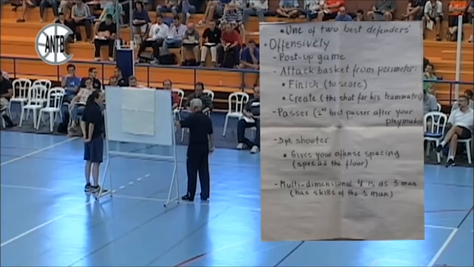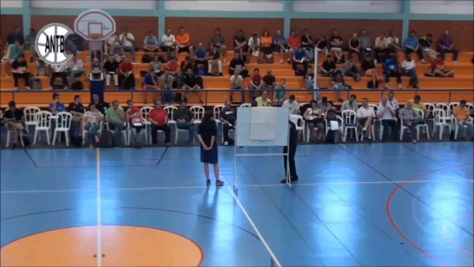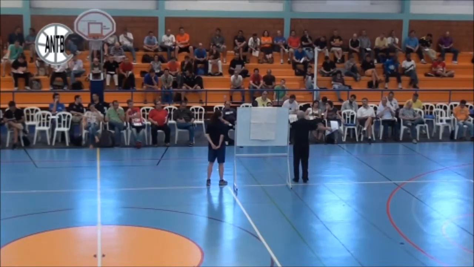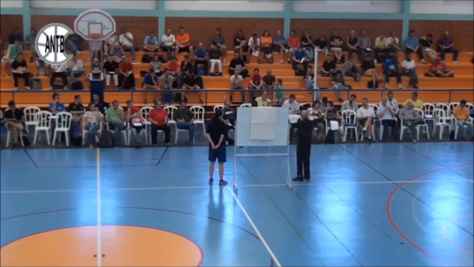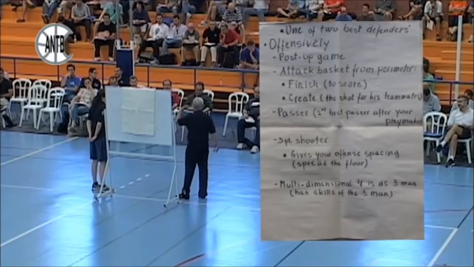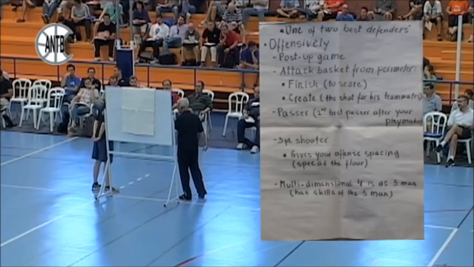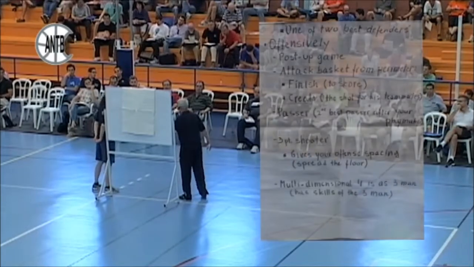A 3-point shooter gives your offense spacing in this way, because he spreads the court. Because the defense must go out, in this case you have more space for perimeter players to penetrate. And as I said before, the multidimensional four is a man who has the skills of the three men.